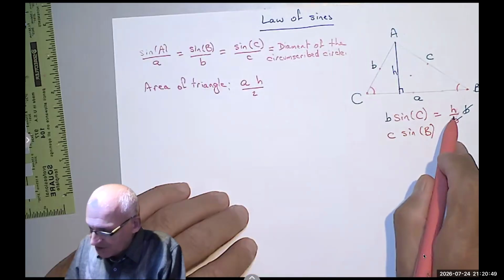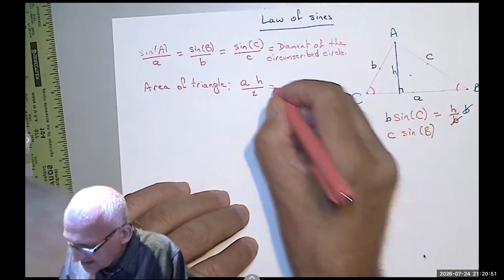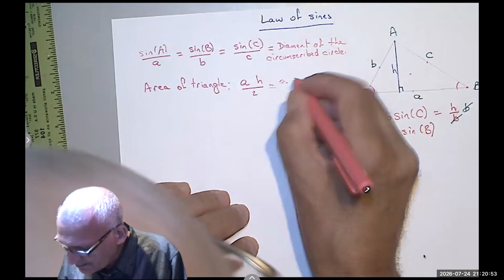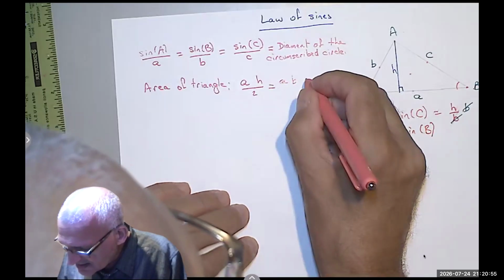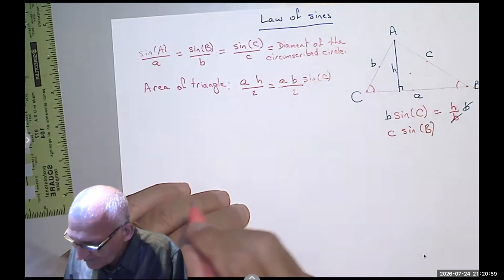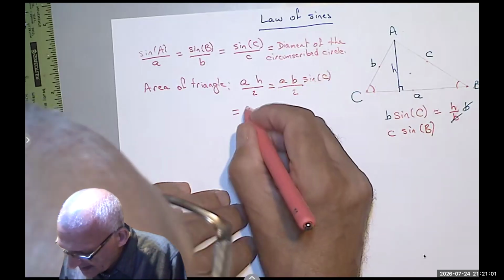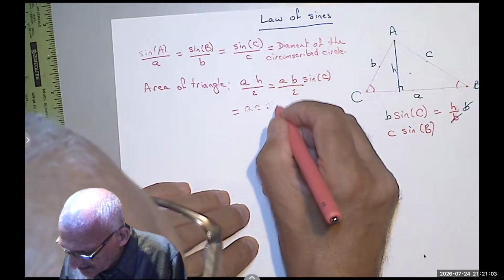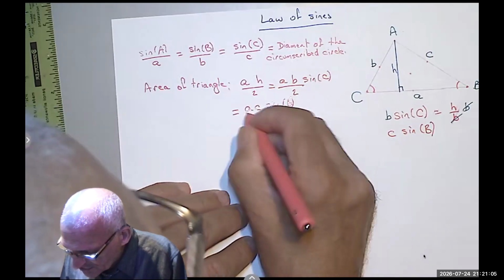And since I know this height now, I can say the area is a b sine C over 2, or a c sine B over 2.